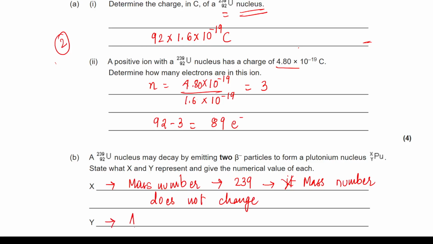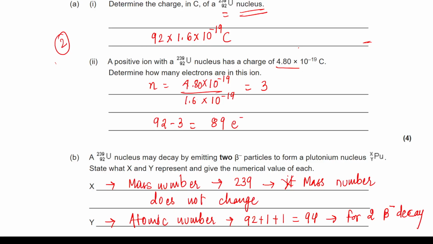So this is atomic number, and that would be 92 plus 1 plus 1. Why am I writing 2 times plus 1? To make you understand that in every beta minus decay the atomic number increases by 1, so for 2 beta minus decays it increases by 2.